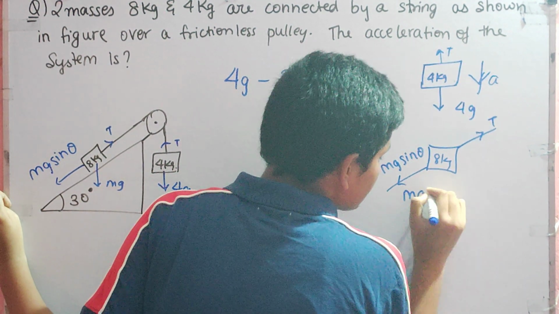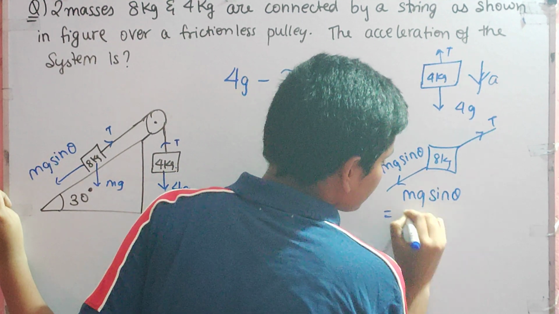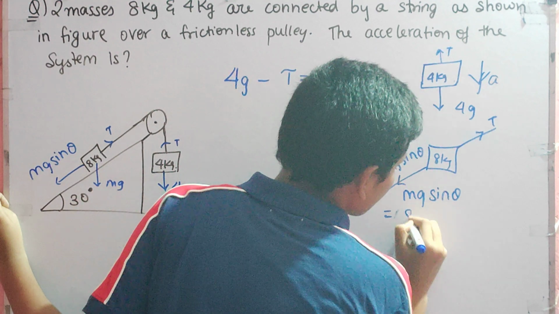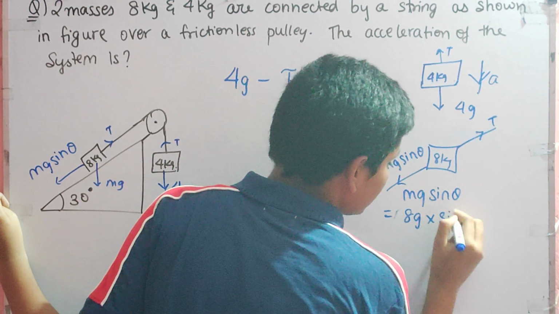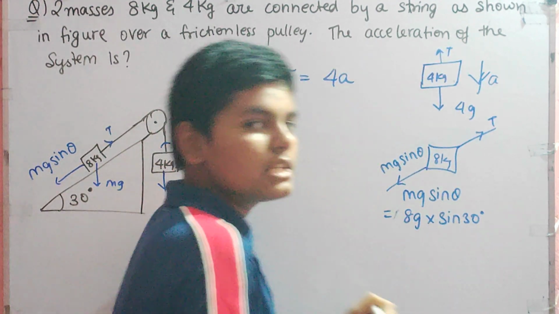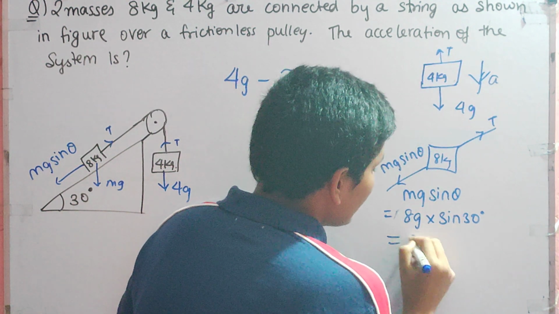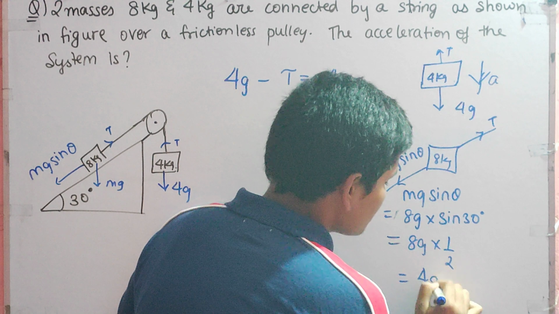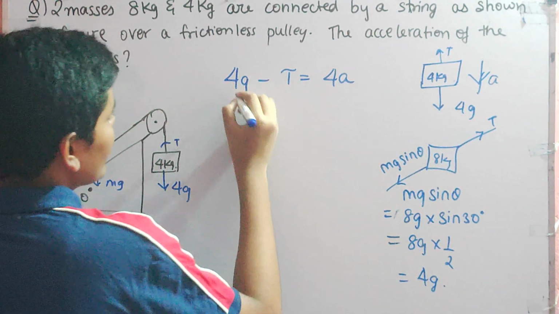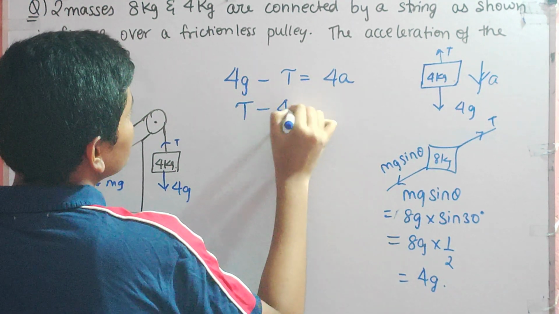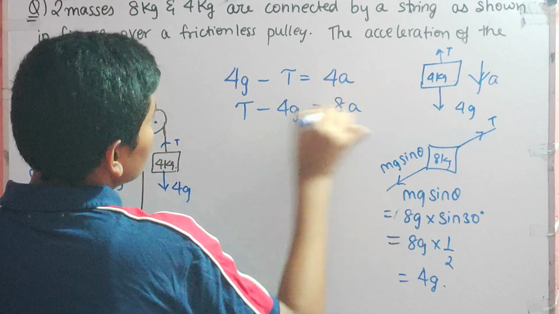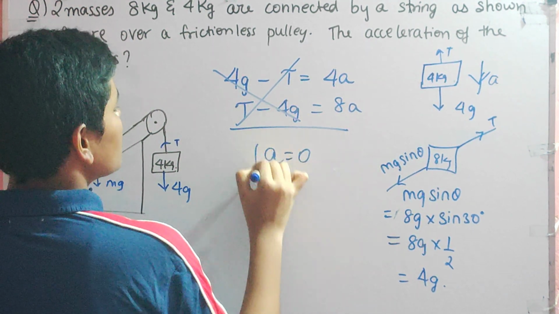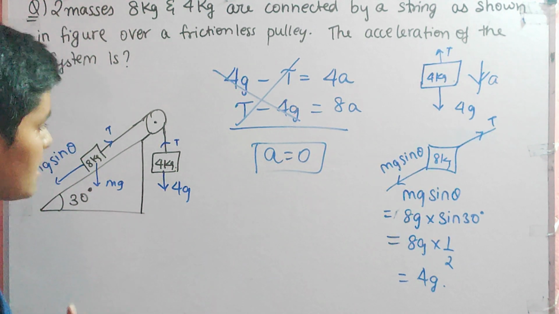So mg sine theta is equal to 8G into sine 30. Sine 30 is 1 by 2, so 8G into 1 by 2 becomes 4G. Then here you get T minus 4G is equal to 8A. If you add both equations, T and 4G cancel, and the acceleration is equal to 0. So this system will be at rest.